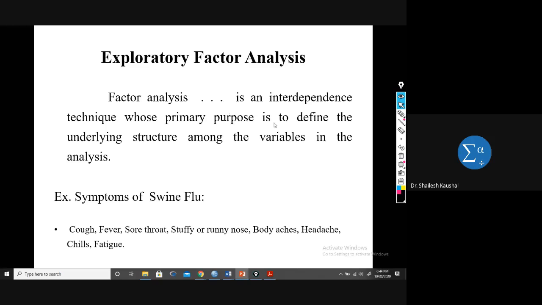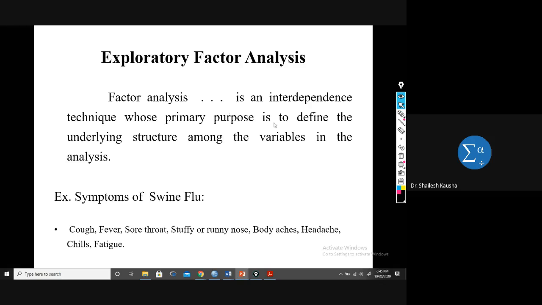We can observe them through questions or variables, like whether you are satisfied or not. Satisfaction is a factor. Only one question cannot define satisfaction, so to measure satisfaction we use 4 or 5 questions. Are you satisfied with this product? Will you recommend it to others? Will you buy again? These are the questions. If you are satisfied, you will revisit, rebuy, and recommend to others.